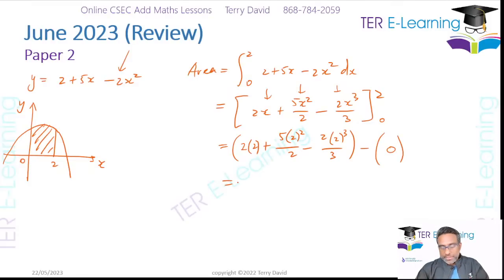So let's work this out here. This is going to be 4 plus 10 minus 2 by 8, that's 16 over 3. And I'm getting 26 over 3. And this is area, so we have to put units squared. I've seen other people getting 8 and 2/3. Yep, that's looking correct to me.